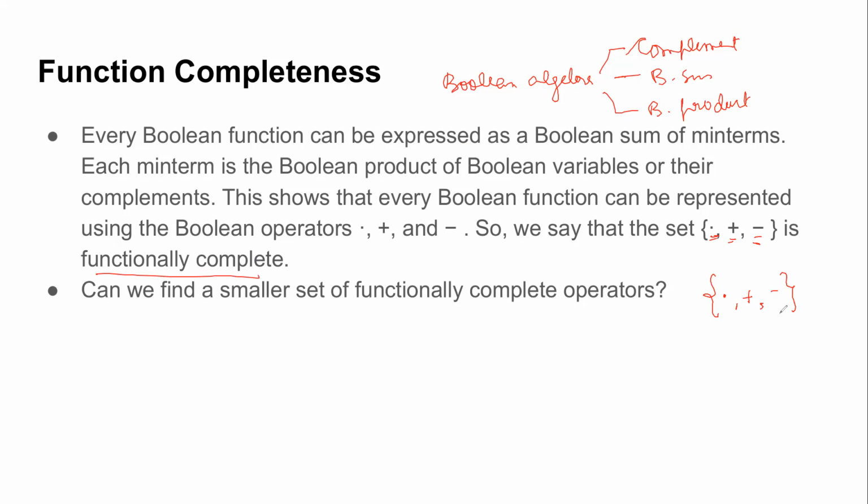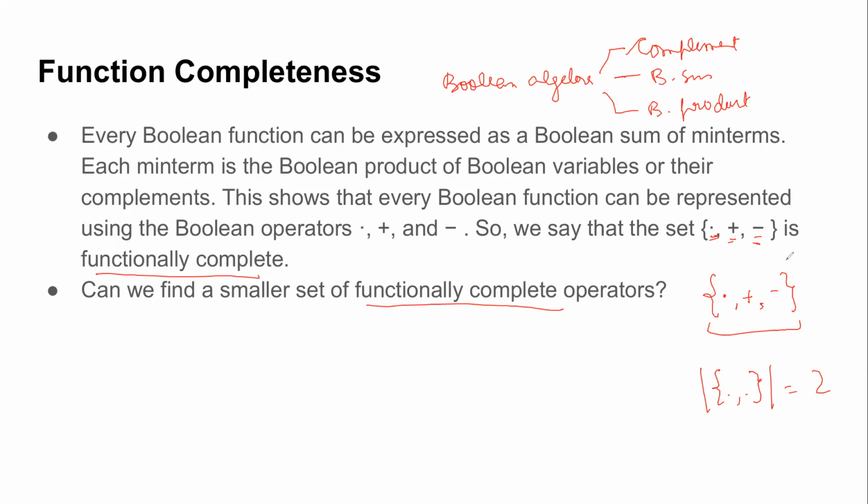So the question comes, can we find a set of functionally complete operators which is smaller than three? Can anyone tell me, is there any possibility that I can get a functionally complete set which is smaller than this set of three operators? I mean, at least two. Can I have any Boolean operation set of size 2? By 2 I mean all the three operations should then be performed using it. What do you think? Is there any way? Yes, class? Think about it a bit.